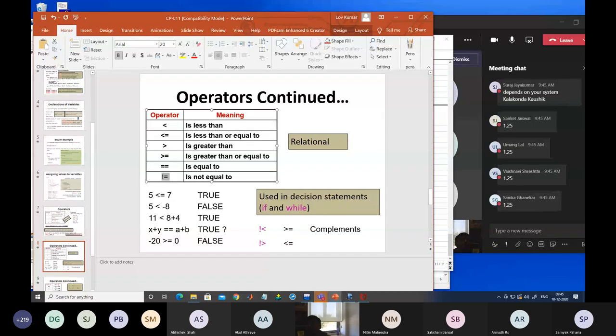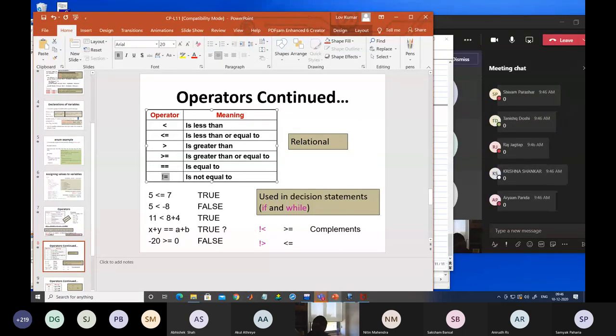You will get a different answer when you are not getting the exact value. For example, someone will ask you, 1 divided by 3. What is the output you will get? What is the value of 1 divided by 3? I am asking one question. 1 divided by 3, 0.